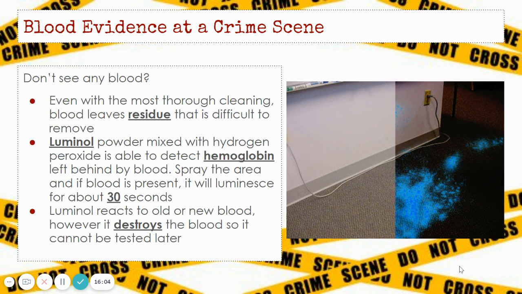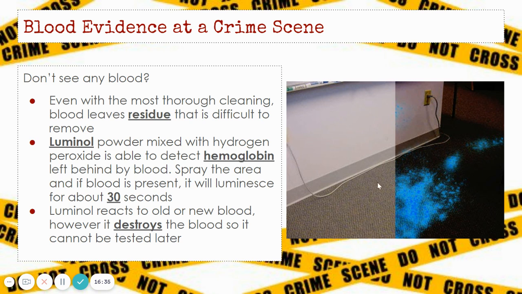Forensic scientists can use something called luminol powder. They mix it with hydrogen peroxide and spray it over an area, and that luminol is going to illuminate any leftover hemoglobin left behind by blood. You can't see the hemoglobin. It's like a microscopic molecule, but that's what the luminol is going to bind to and react with in order to create that light. And it's going to luminesce for about 30 seconds. So it's not permanently lit up. It's just going to confirm whether or not blood was there.